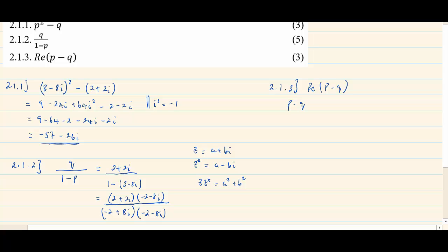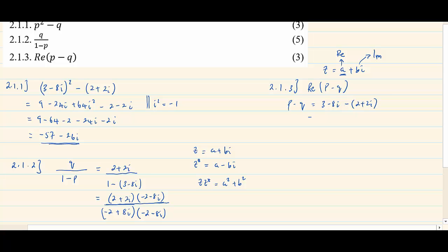So this notation means what is the real part of the complex number. Remember, the complex number Z is equal to A plus BI, contains a real part, so this is the real part, and an imaginary part, this one which we normally write as Im. Okay, so I want to work out this expression here, and from there determine which one is real and which one is imaginary. So P is equal to 3 minus 8i, and I want to say minus Q, and my Q is 2 plus 2i.